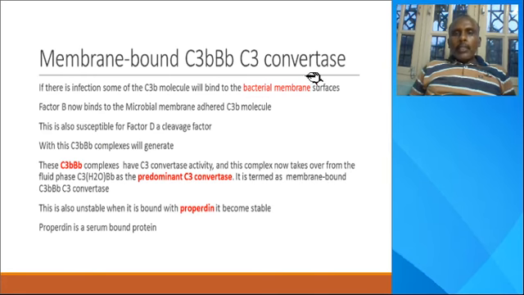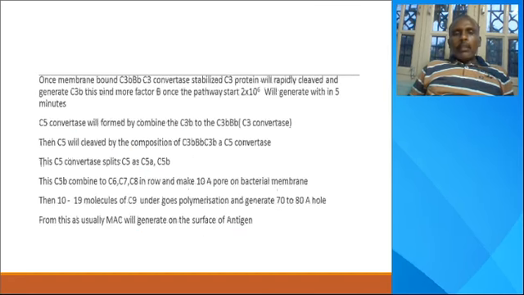So the membrane bound C3 convertase is the predominant one. How is it stabilized? By the properdine. Properdine is a serum bound protein. The remaining steps after this are all equal. Here you observe 2 into 10 to the power of 6 C3b, complement proteins, cleaved. C3 complement is cleaved in just 5 minutes.